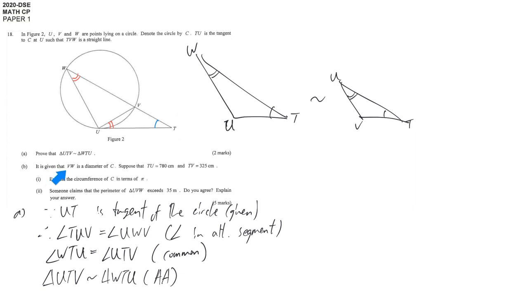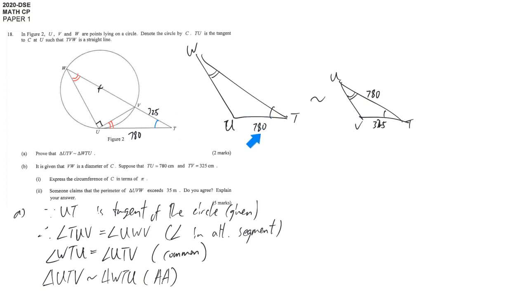In part B, it's given that VW is a diameter of C, so this is very important information. There is a center in the midpoint, and also immediately we know this angle is angle in semicircle. It is 90 degrees, and it may be useful later on. So TU is 780. Write down here, that means 780 here, at the same time 780 here. And then TV is about 325. So this is 325.